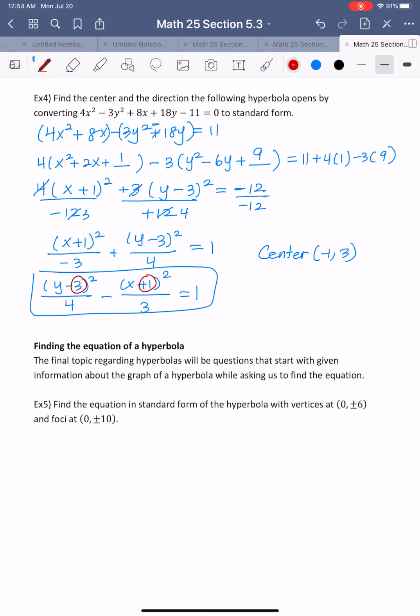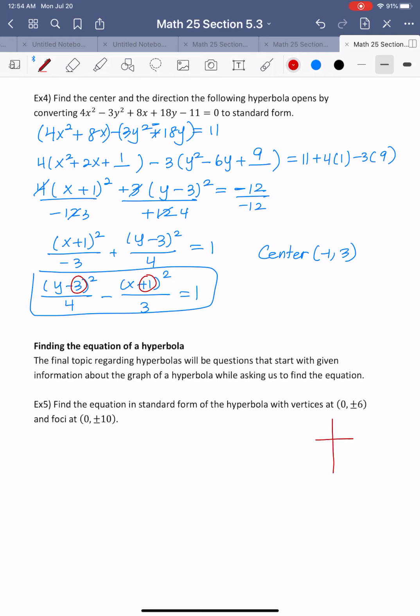Find the equation of the hyperbola. The final topic regarding hyperbolas will be questions that start with given information about the graph of the hyperbola while asking us to find the equation. So find the equation in standard form of the hyperbola with the vertices at 0 and 10.